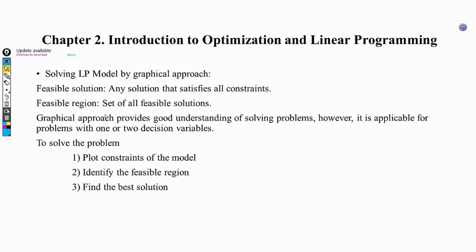In the graphical approach, we plot each constraint on the graph and find the solution based on changing the objective function. But before starting this model, we have to have some definitions. We need to define 2 terms. One is the feasible solution. The feasible solution is any solution that satisfies all constraints of the problem.